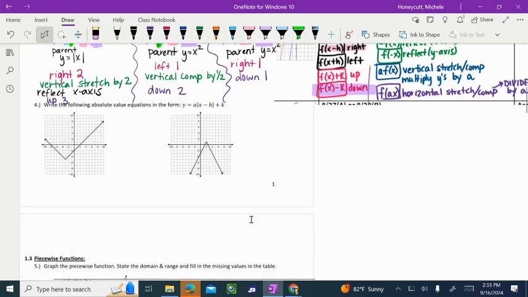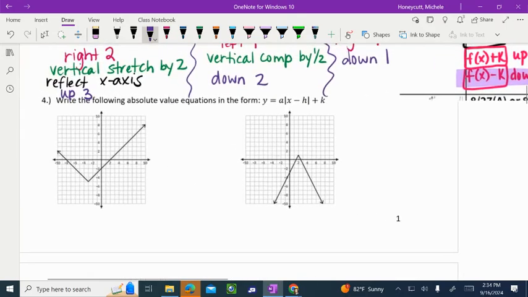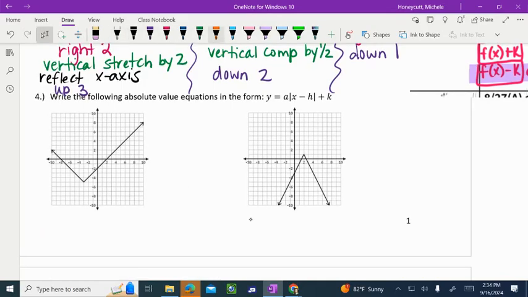For number 4, it says write the following absolute value equations in the form y equals a times the absolute value of x minus h plus k. So what we're trying to say is that each of these needs a value for a horizontal shift, a vertical shift, and a stretch, and maybe even a reflection. So I need to go through and pick those out.